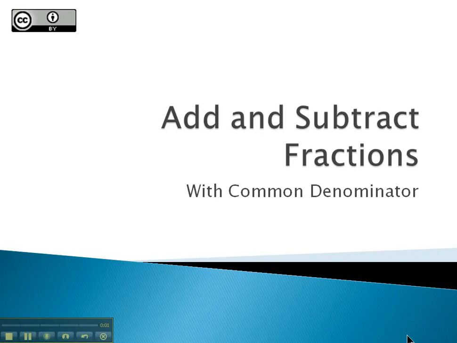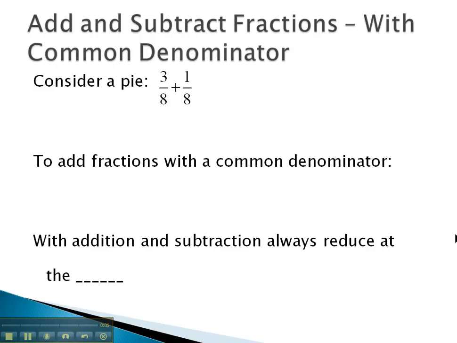In this video, we're going to take a look at how we can add and subtract fractions that have a common denominator. To do this, we'll consider a pie. And this first fraction, 3/8, tells me we're looking at 3/8 of the pie. So let's split this pie into 8 pieces. 3/8 will represent 3 of these 8 pieces.